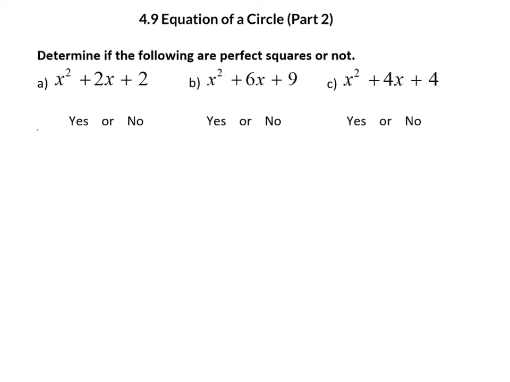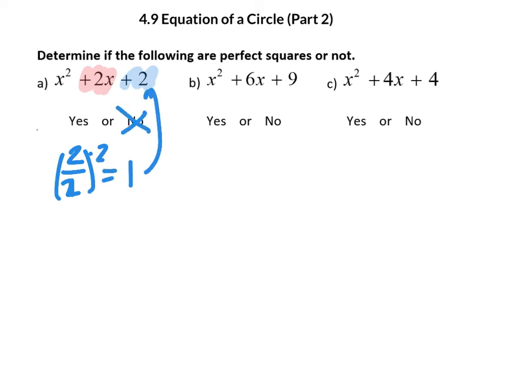So how do we test if they're perfect? Well, if they're perfect, half of this number squared would give us this one. Half of 2 is 1, and 1 squared is 1. That's not a 1, so this is not a perfect square.